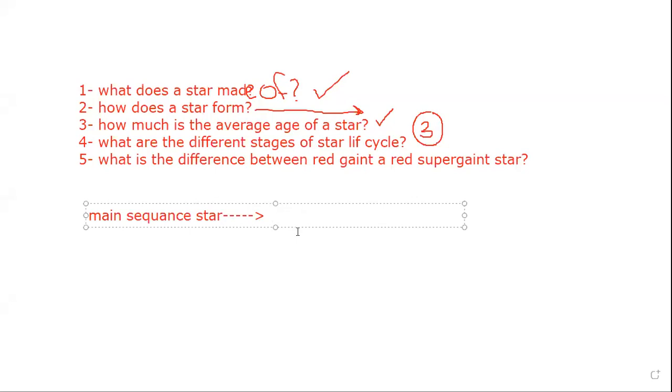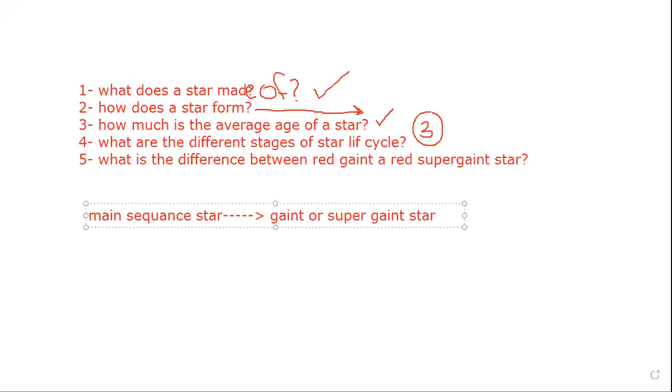If the star has a medium or small size, then after it was a main sequence star, it will turn to be a red giant star. And if it was a large star, it will be a super red giant star. You get the idea, guys? Here it will be a giant or super giant star. So why did it turn out like this?